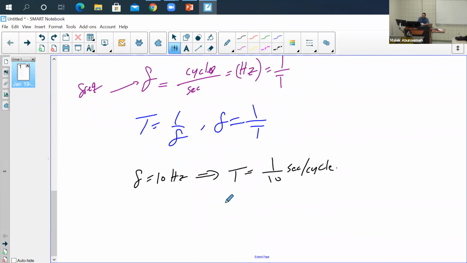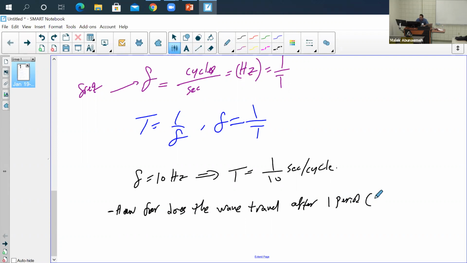So now, when we talk about wavelengths, we're talking about how far does the wave travel after one period, or one cycle. Again, that's your wavelength, which is your lambda.